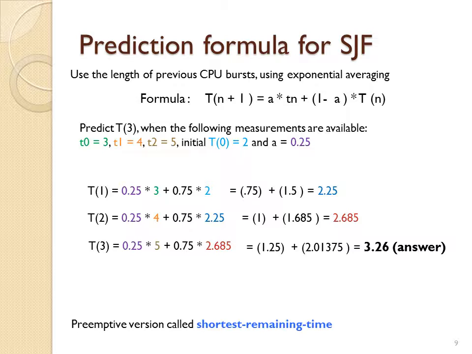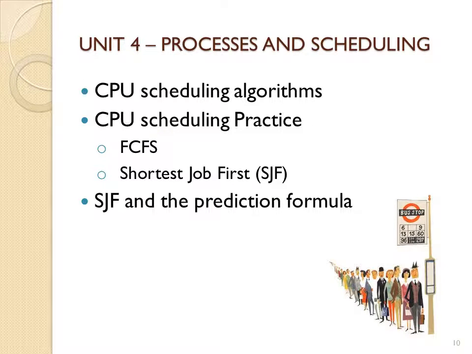But more importantly, you want to understand why the prediction formula would be used, because shortest job first will give the minimum average waiting time for a set of processes, and it may be that the best for your system is to put all of the shorter tasks first, so the prediction formula would be a good way to implement this algorithm without actually having the CPU burst lengths.